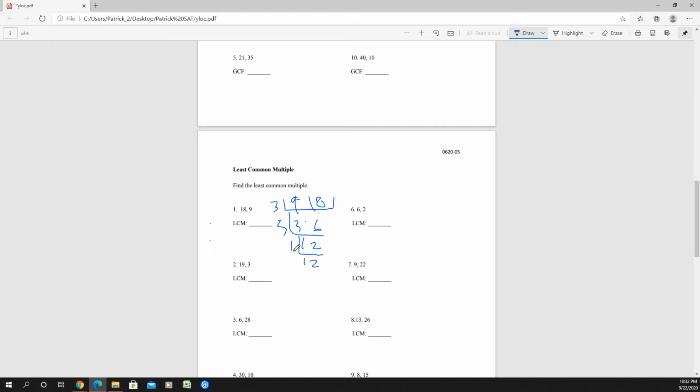9 times 1 is 9. And then 9 times 2 is 18. So the LCM would be 18. That's what the LCM is here.